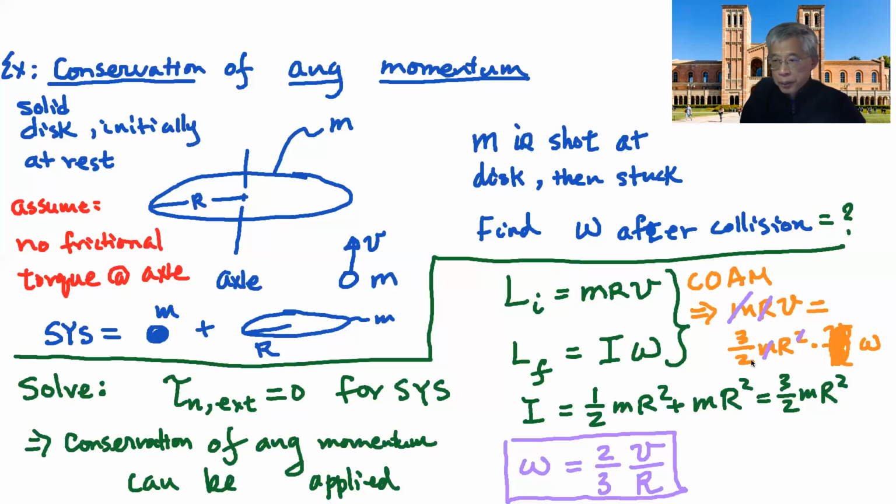Now we cancel the m and cancel one r. We're left with v equal to 3/2 r times omega. Since we're looking for omega, we rearrange this, so we have omega equal to 2/3 v divided by r. This way we can find the omega after the collision. So that's an example of using the formula we just learned. See you next time. Bye-bye.